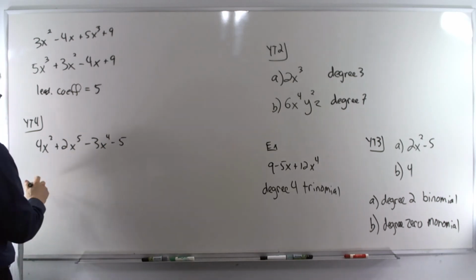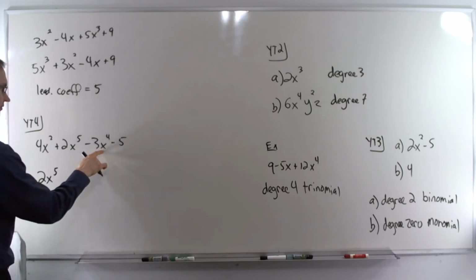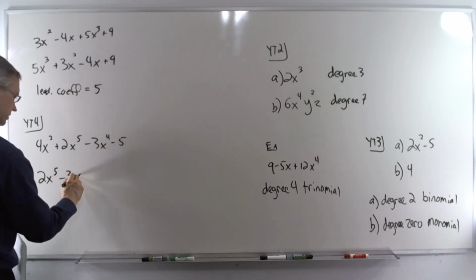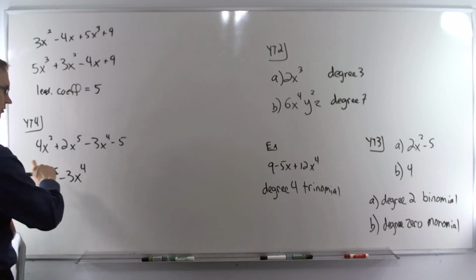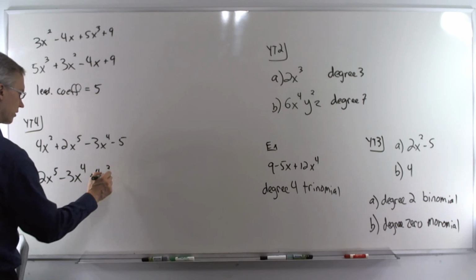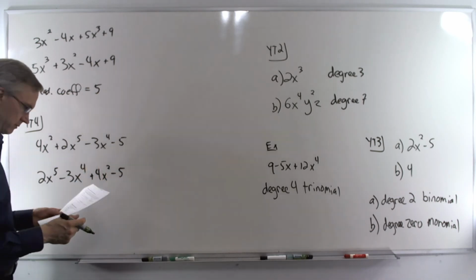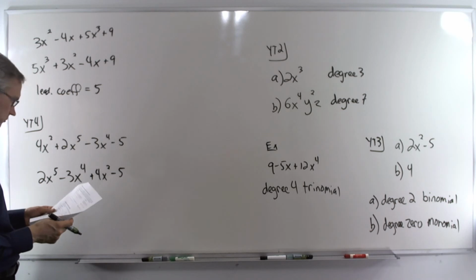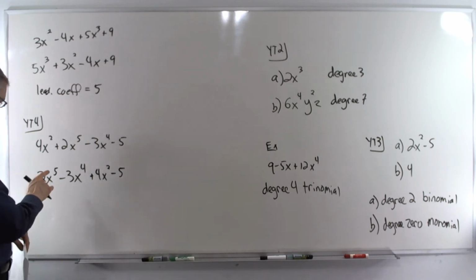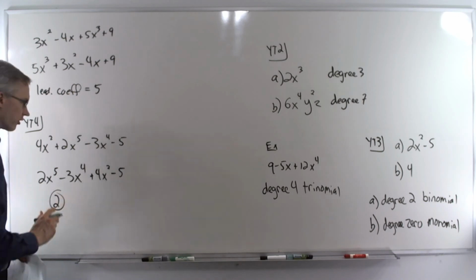All right, highest power is 5, so start there. 2x to the 5th. Next highest power is 4, so minus 3x to the 4th. And then there's no 3, so we'll skip that, go on to 2, plus 4x squared, and minus 5. All right, leading coefficient: x to the fifth gives us the highest order term. Coefficient is 2. So leading coefficient is 2.